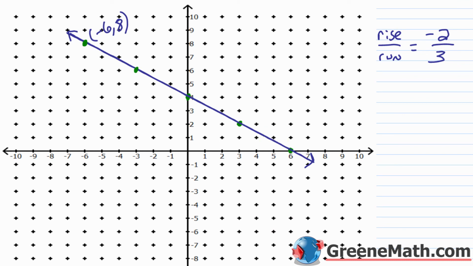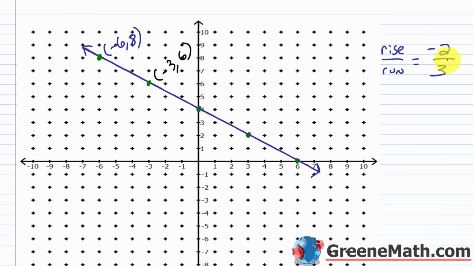And then one of the other ways you could check this, you could look at one of the other points. So this point right here is negative 3, 6. So negative 3, 6. And you could use your slope formula and see if you get a slope of negative 2/3. So let's do that real quick.